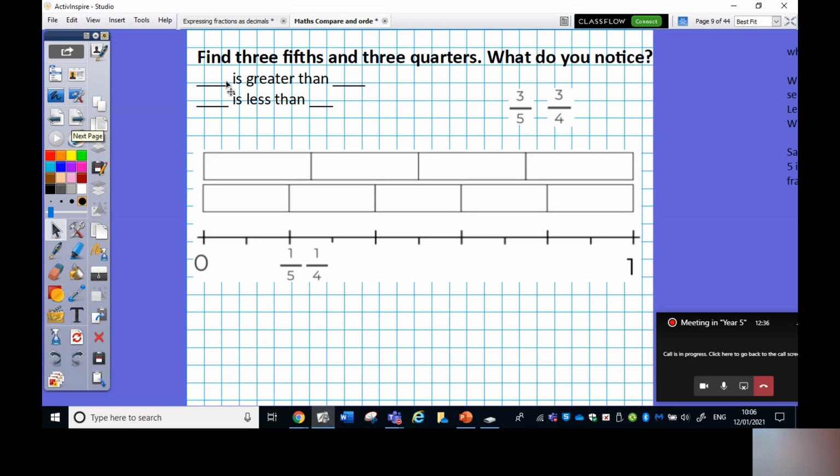Right, now let's take a look at 3/5 and 3/4. What do you notice? Yeah, the numerators are the same again. Okay, are you ready? Can you hold your finger over the number line where you think 3/5 will go? You can use the rectangles to help you. 1, 2, 3. Did you get it right? Brilliant. What about 3/4?